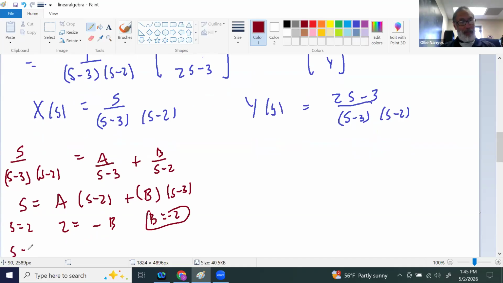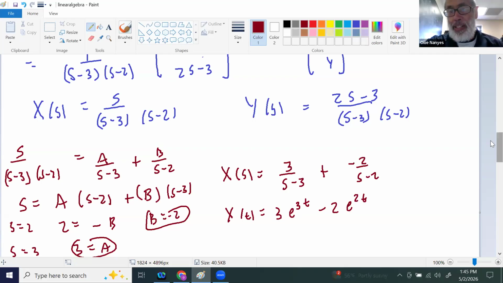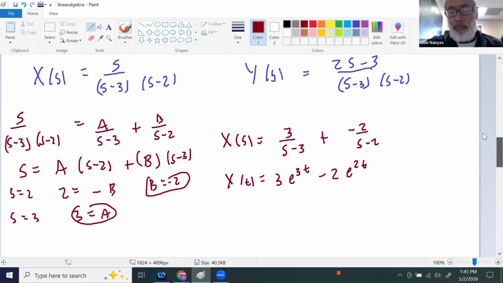We try s equals 3. We get 3 is equal to a. So your x of s is 3 over s minus 3 plus minus 2 over s minus 2. So x of t is 3 e to the 3t minus 2 e to the 2t. And then let's do the y now. Let's do that in red.